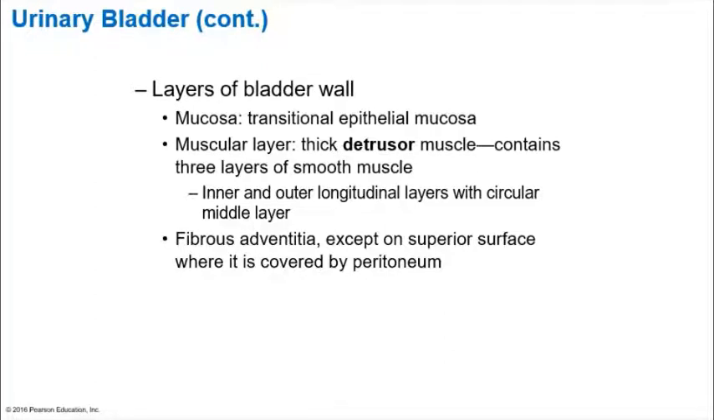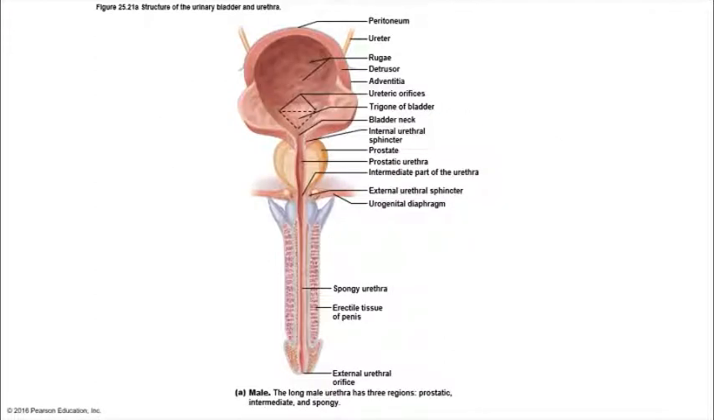Innermost layer, still transitional epithelium, helping it to stretch when it fills up with urine. Detrusor muscle is the middle layer. It's all smooth muscle. It will contract to help empty the bladder. And the outer layer is still adventitia, still connective tissue. And that's all you're seeing in this image. You're seeing it in the male in this image.